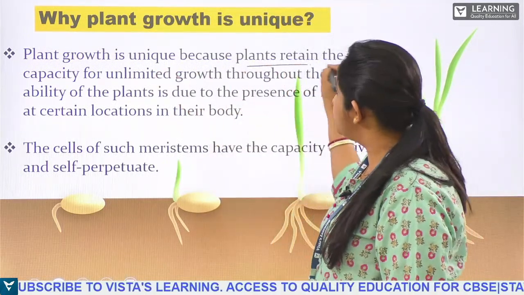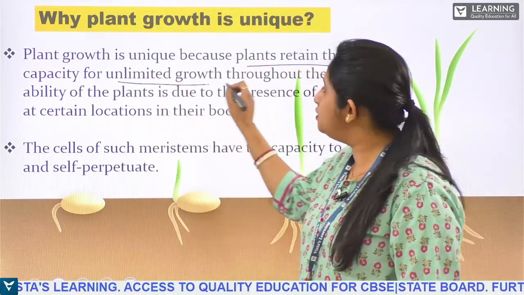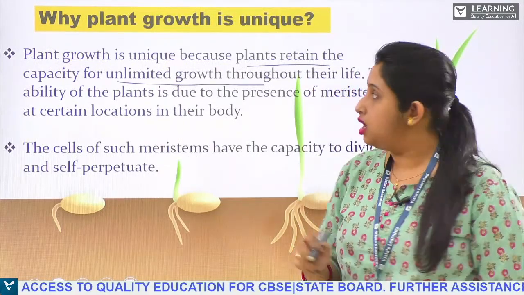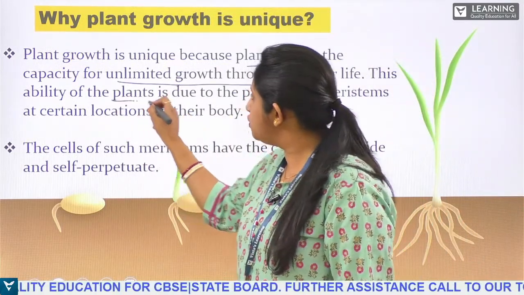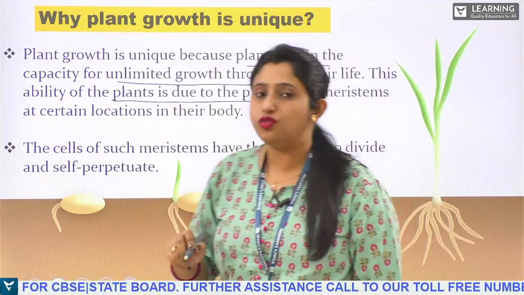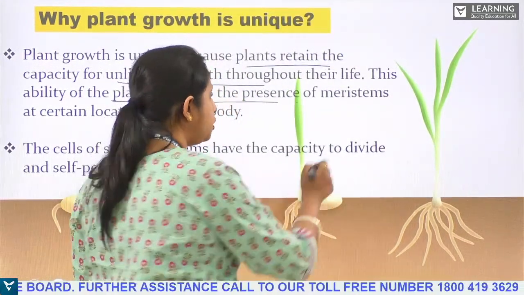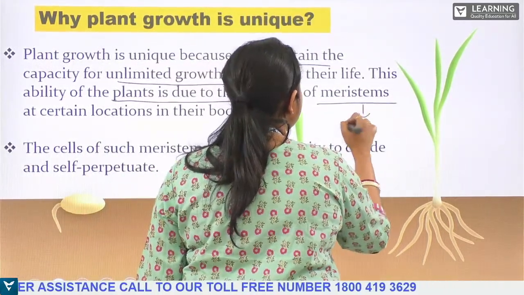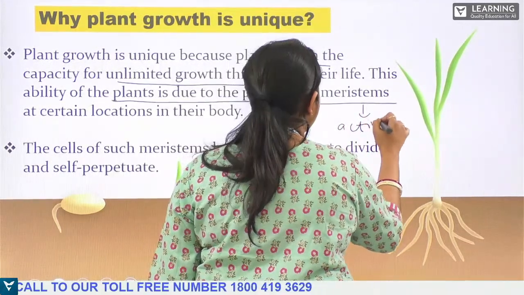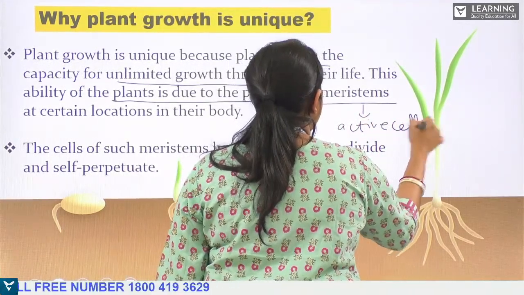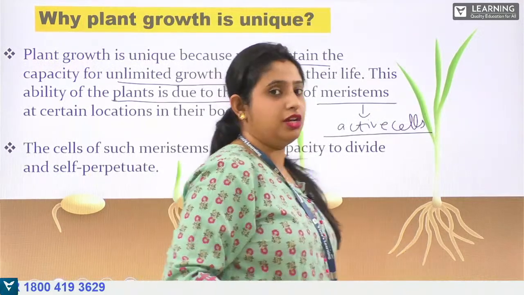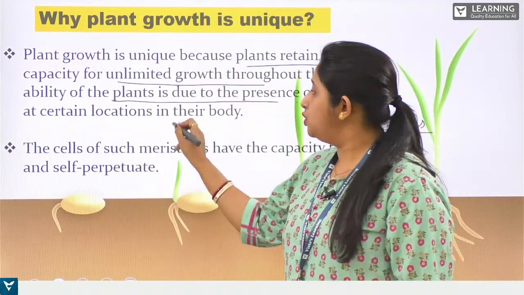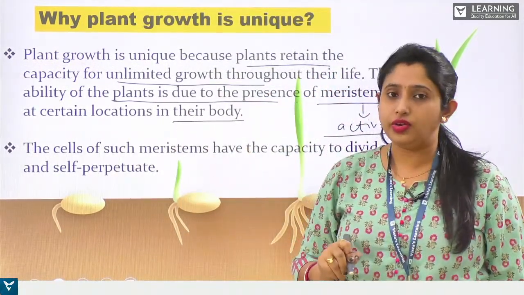Plants retain the capacity for unlimited growth throughout the life. The ability of the plant is due to the presence of what? Meristem. Due to the presence of meristem. These are the active cells. Due to the presence of meristem in certain parts, they can grow continuously.